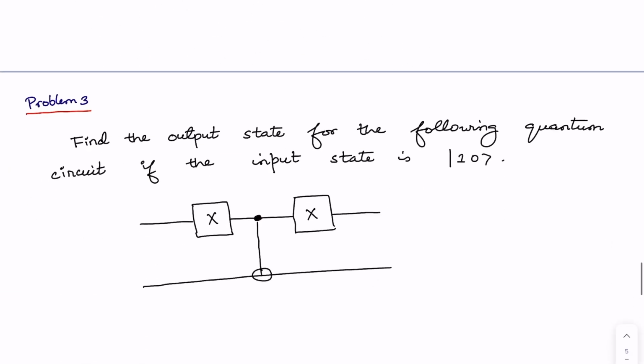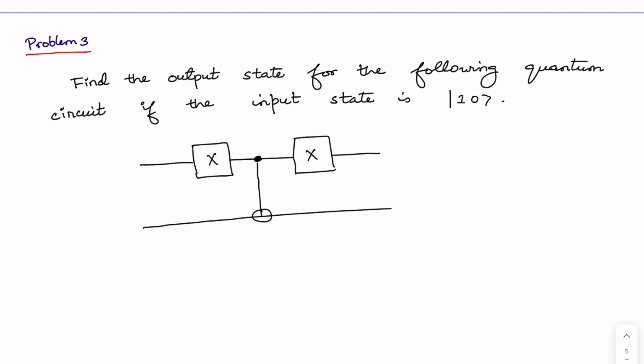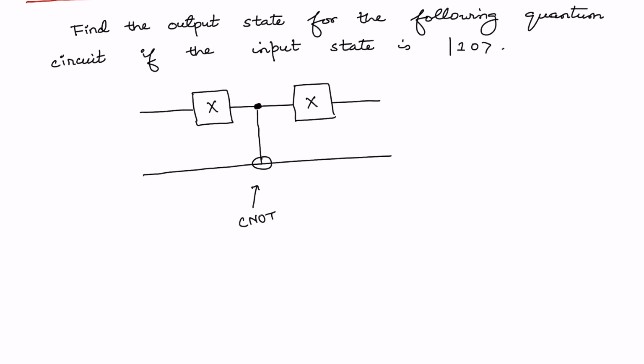Now let us work out some problems involving quantum gates. As a first problem, consider this one. Find the output state for the following quantum circuit if the input state is |10>. As you can see from the diagram, this quantum circuit consists of 3 gates. First is the X gate, followed by the CNOT gate, and it is followed by another X gate. The input state here is |10>, and we are asked to find out what the output is going to be.